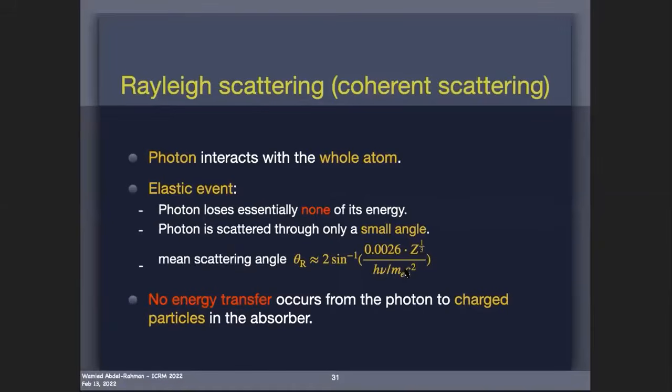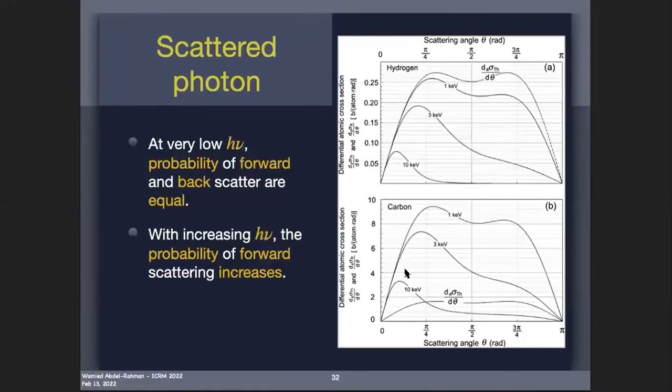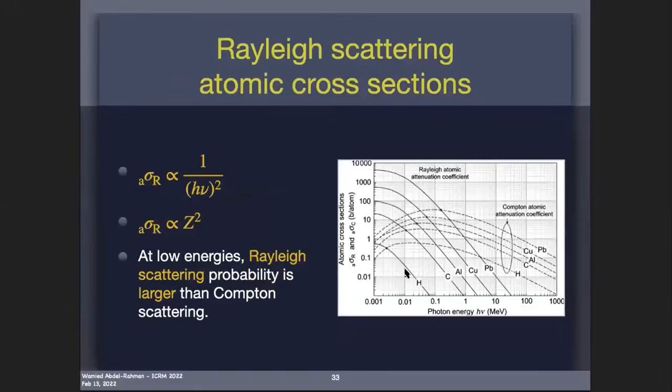So the photon is just scattered with the same energy, and no energy is transferred to electrons or charged particles. Similar to Compton, at very low energies, the probability of forward and back scatter for Rayleigh are equal, but with increasing photon energy, the probability of forward scattering increases. And the cross-section for Rayleigh scattering decreases with the photon energy squared, and is proportional to Z squared of the medium. So I'm talking about atomic cross-sections here.